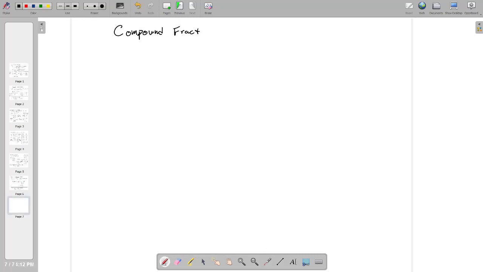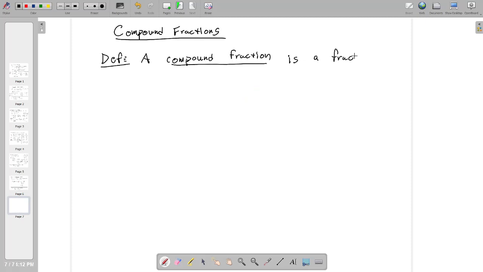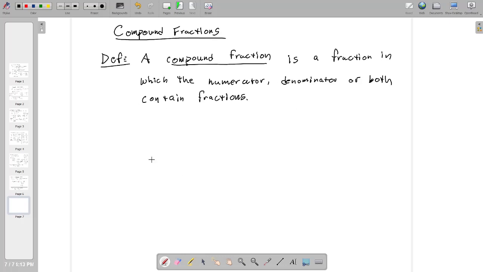Next is compound fractions. Definition. A compound fraction is a fraction in which the numerator, denominator, or both contain fractions. So an example of this will look something like this: 1 plus x to the negative first power divided by x squared minus x to the negative 2. So it might not look like it's a compound fraction, but it is.